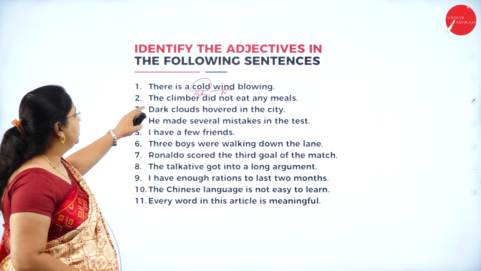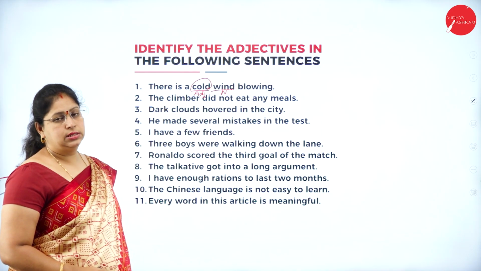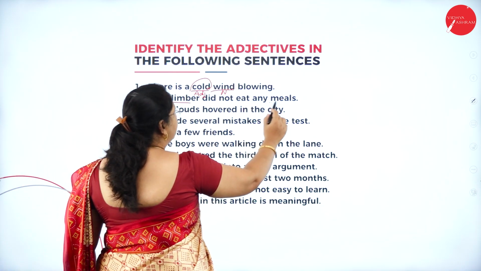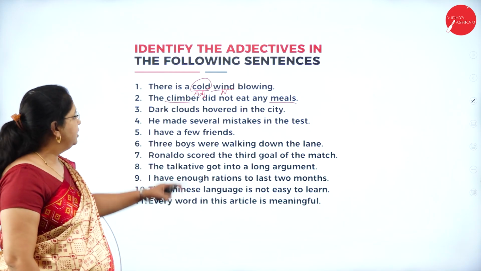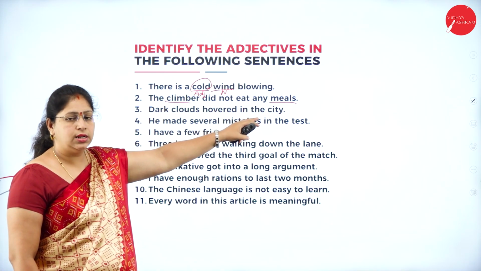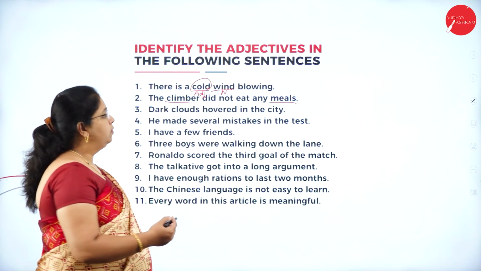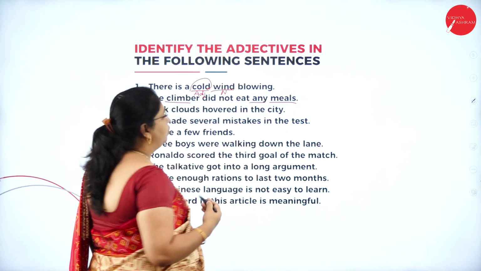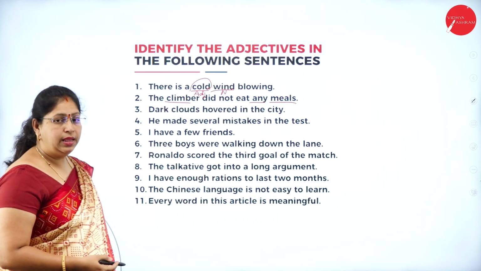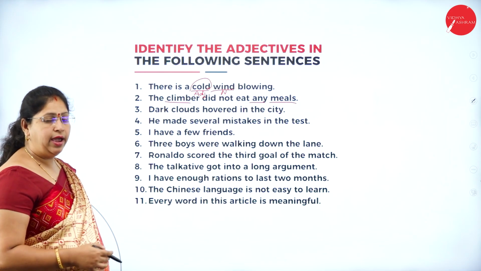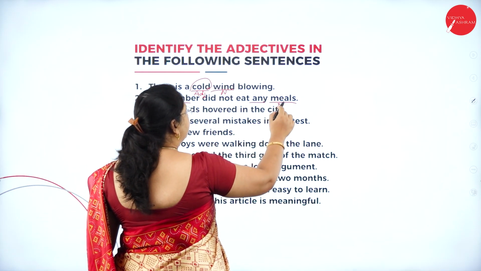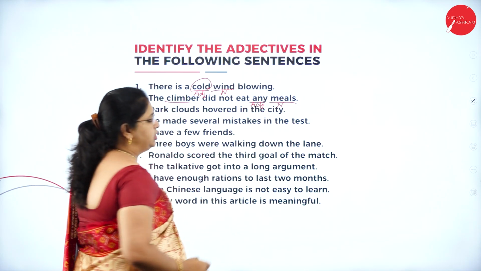Okay. Next, the climber did not eat any meals. Okay, which is the noun here? Here we will find two nouns. Climber is also a noun. Meals is also a noun. Correct? Is there any adjective before the noun climber? No. So we will see for the other noun here. Meals is also a noun. Here the word any means nothing. Correct? It is modifying the meals. It is describing the meals. Did he have meals? No, he did not have any meals. Correct? So the word which modifies the noun is called the adjective.